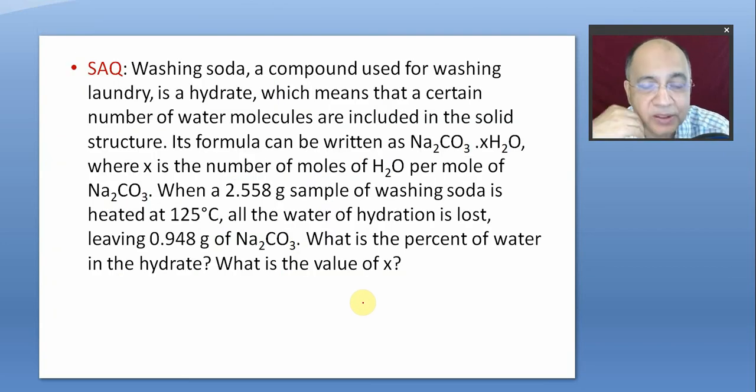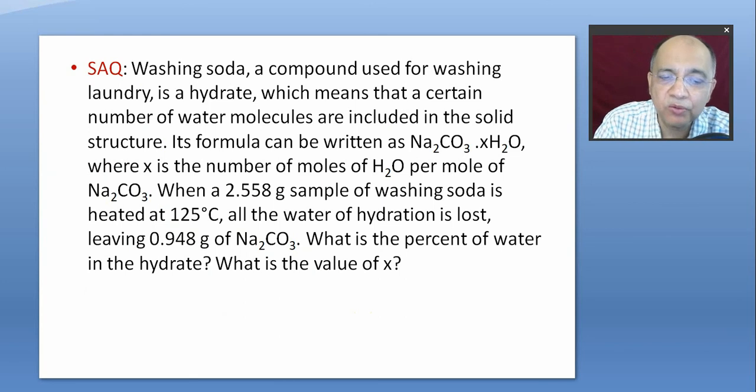Now this is another question which is very simple for you to calculate. Washing soda, a compound which is a hydrate, is used for washing purposes in laundry, which means that a certain number of water of crystallization molecules are there in the solid structure. Its formula can be written as Na2CO3.xH2O, where x is the number of moles of water of crystallization per mole of the compound. And this is the mass analysis.